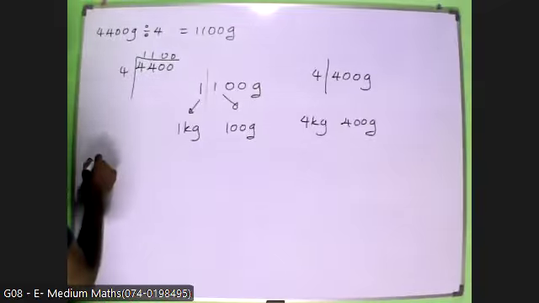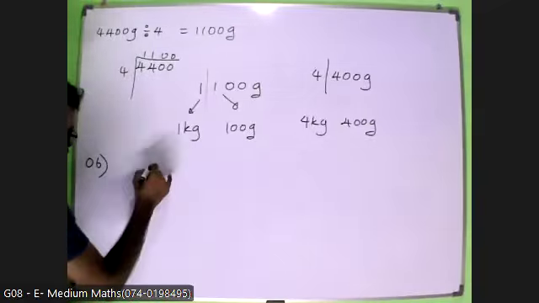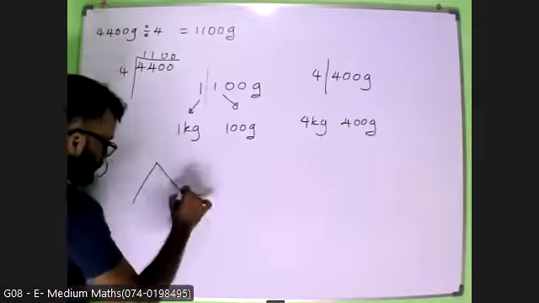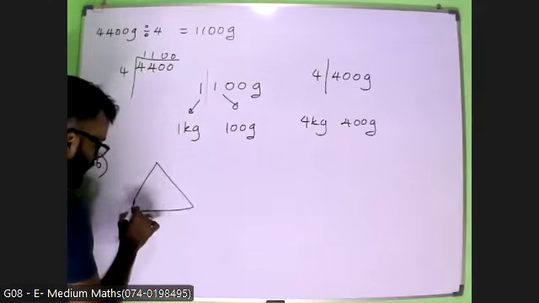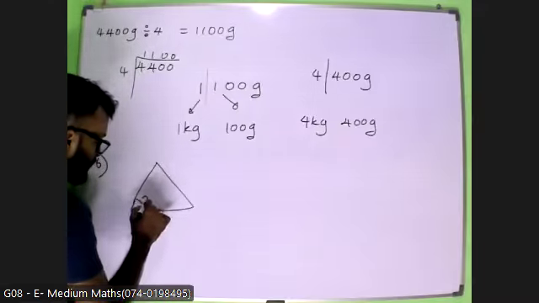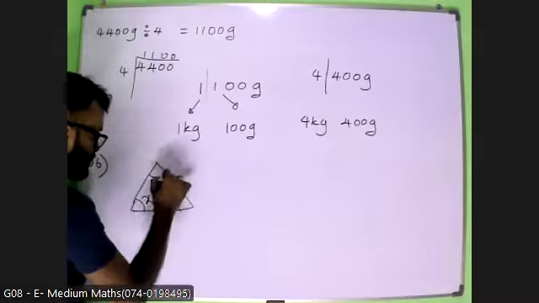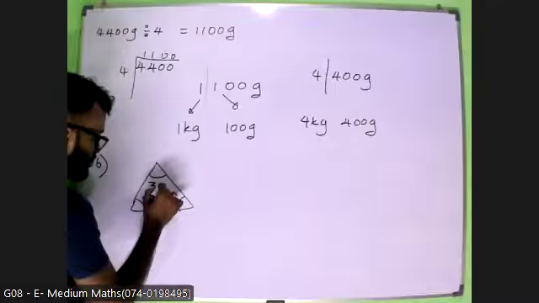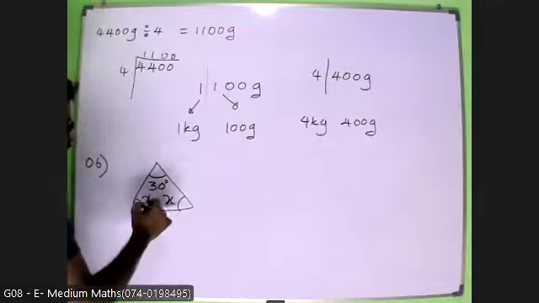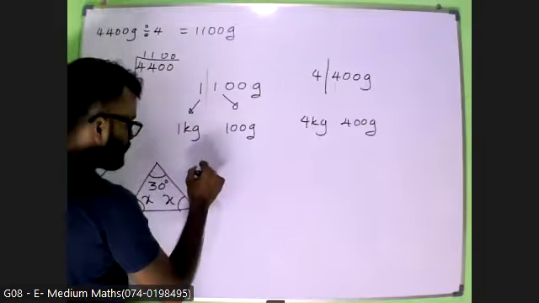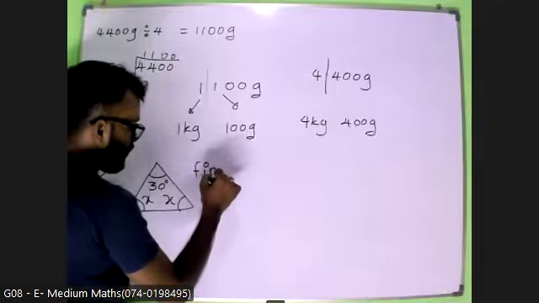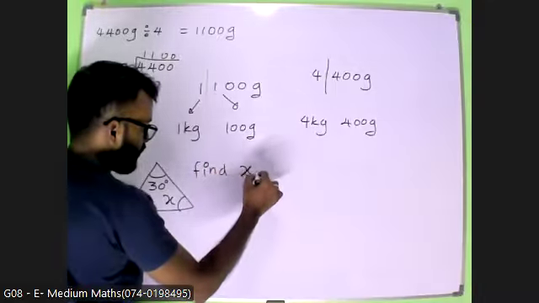Next one. This is a triangle and this angle is x. This angle is also x. This angle is 30 degrees. Right? Find x.